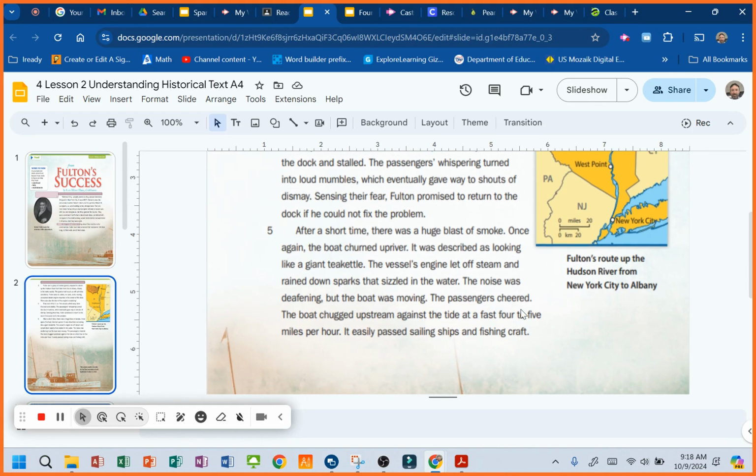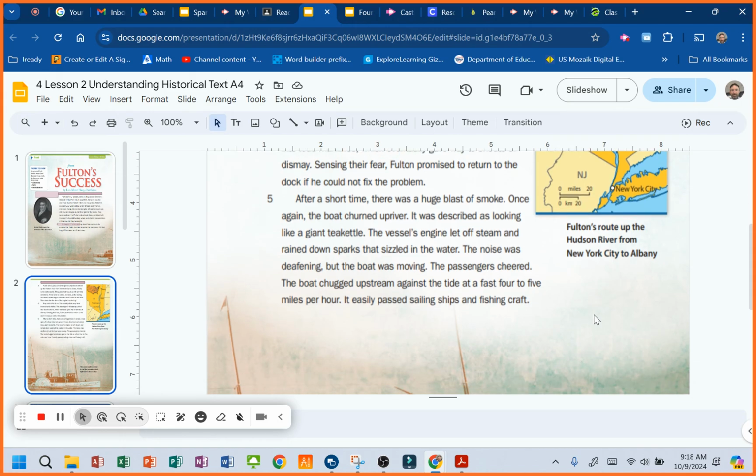After a short time, there was a huge blast of smoke. Once again, the boat churned upriver. It was described as looking like a giant tea kettle. The vessel's engine left off steam and rained down sparks that sizzled in the water. The noise was deafening, but the boat was moving. The passengers cheered. The boat chugged upstream against the tide at a fast 4 to 5 miles per hour. It easily passed sailing ships and fishing craft.